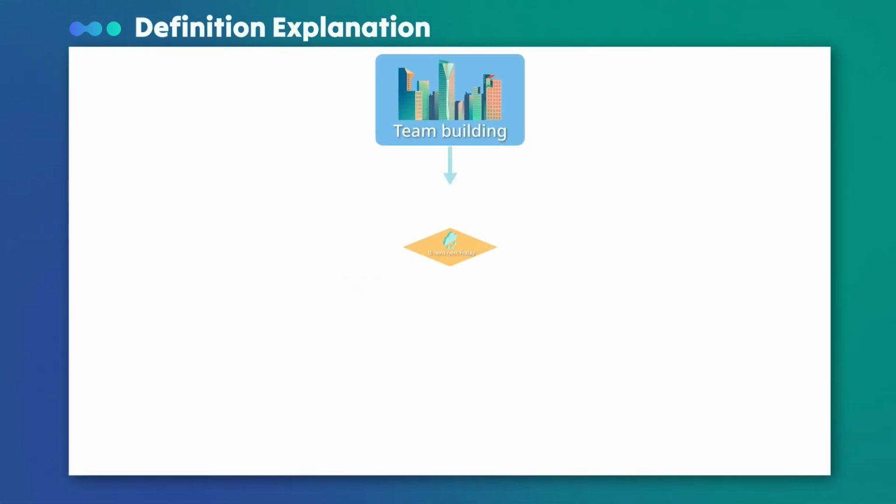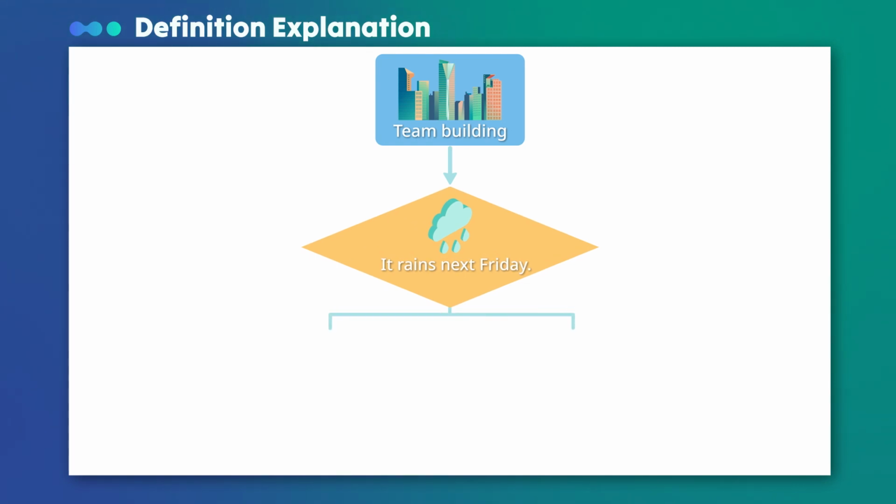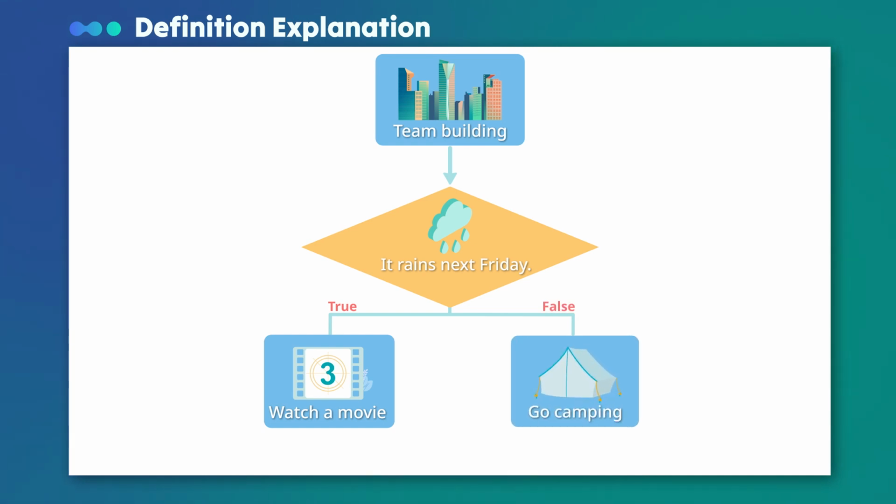For example, the company plans to have a team building next Friday, but the weather of that day is uncertain. If it rains, they will go to watch a movie together. If it doesn't rain, they will go camping.